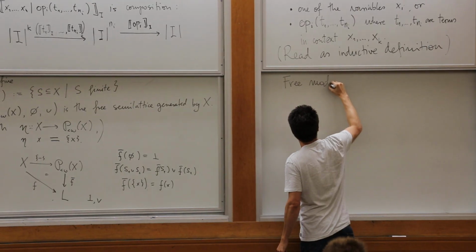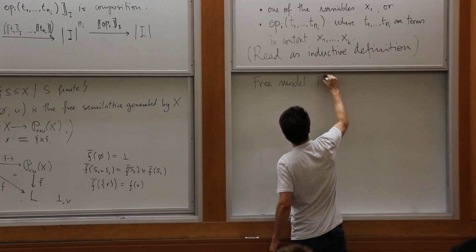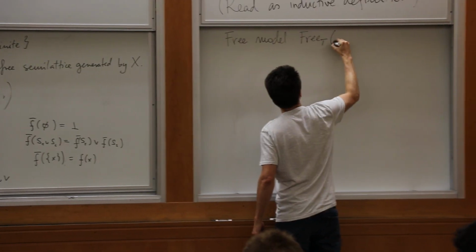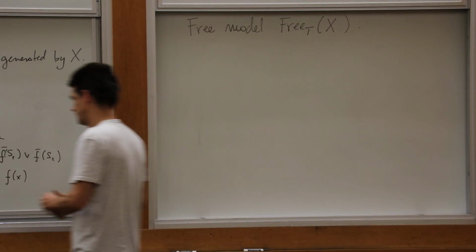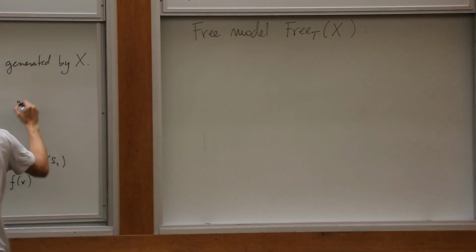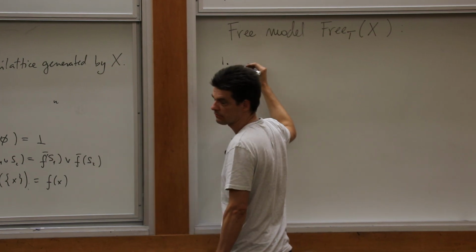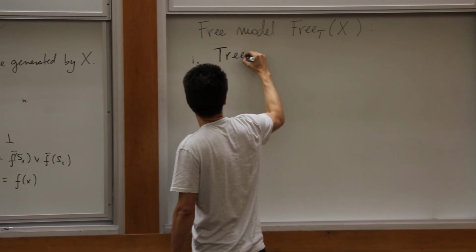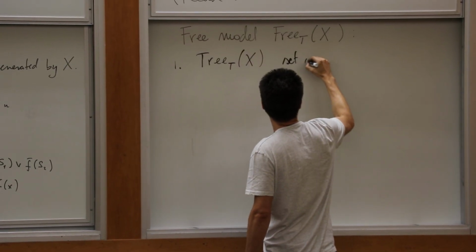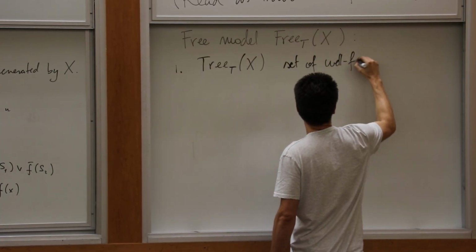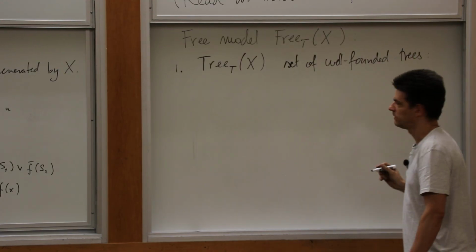So, free model construction. I will call it free TX, and I'll do it in 2 steps. So step 1, first we construct a thing called tree TX. And this is the set of well-founded trees. And I have to explain what these trees are.